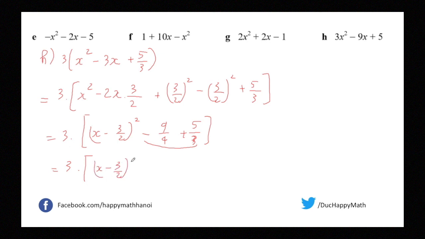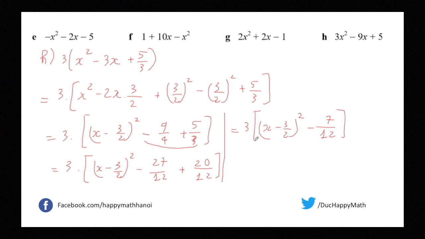Okay, don't do this operation quickly, just step by step. First I want to change the 2 fractions into 2 fractions with the same denominator. The denominator I've found here is 12, so the first one is multiplied to give 27 over 12, and the second one has to be multiplied by 4, so it means 20 over 12. So it's equal to 3(x minus 3 over 2) squared, and minus 7 over 12.